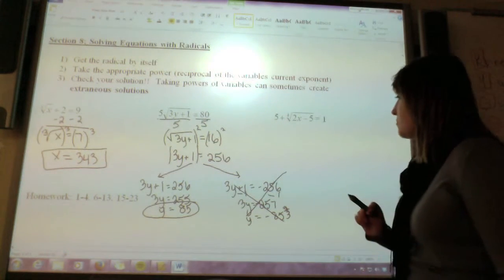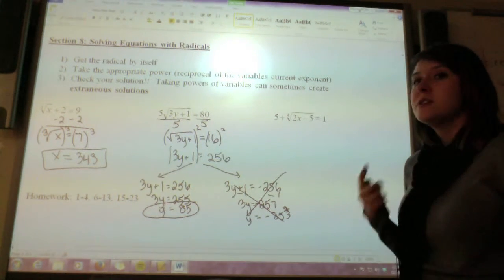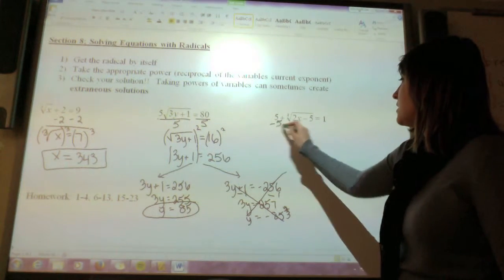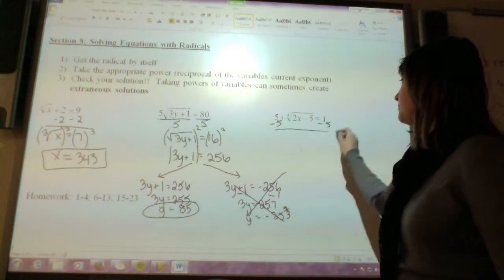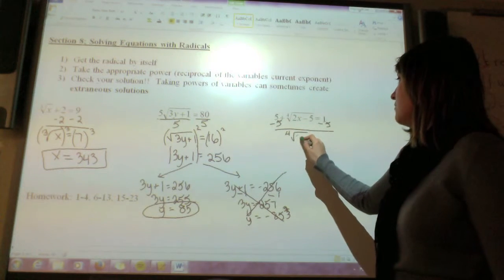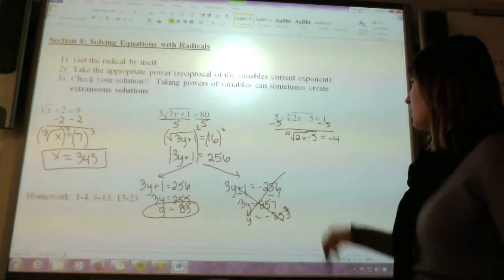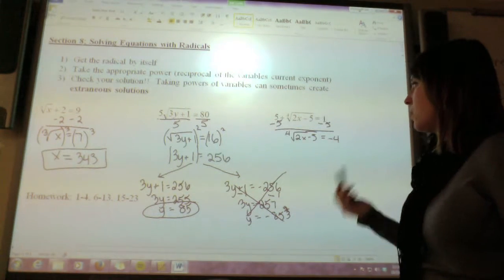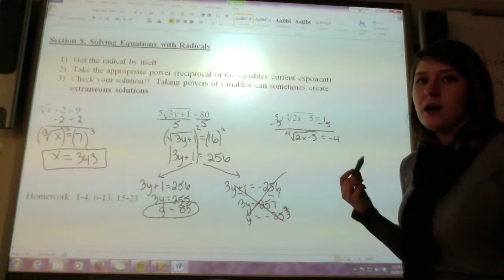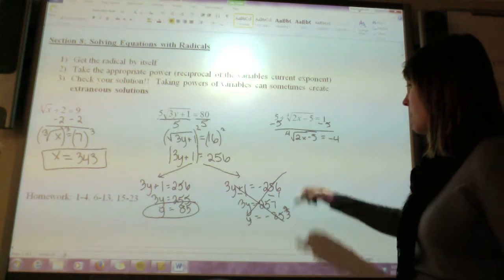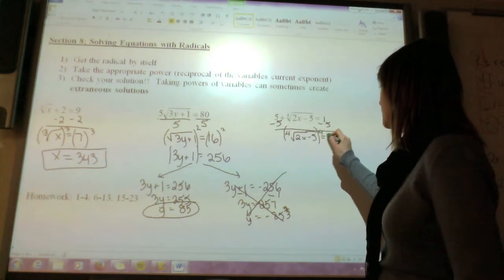Okay, now I'm going to do the same thing over here. So again, my first step is to get the radical by itself. So I'm going to start by subtracting 5 from both sides. So I have the fourth root of 2x minus 5 equals negative 4. If I want to get rid of that root, I need to take it to the fourth power. Remember, you have to do that to both sides.